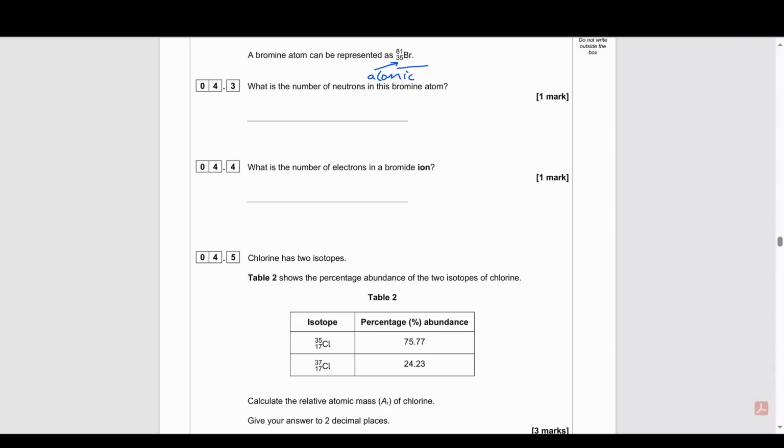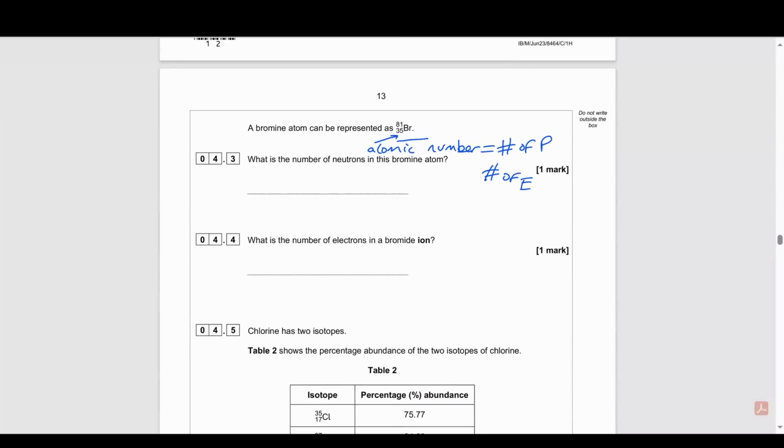And what does this mean? It means the number of protons, but it will also be the same as the number of electrons, because every atom has no charge, because the number of positive and negative charges are the same. The number at the top, which in most cases is the bigger number out of the two, is going to be the mass number.